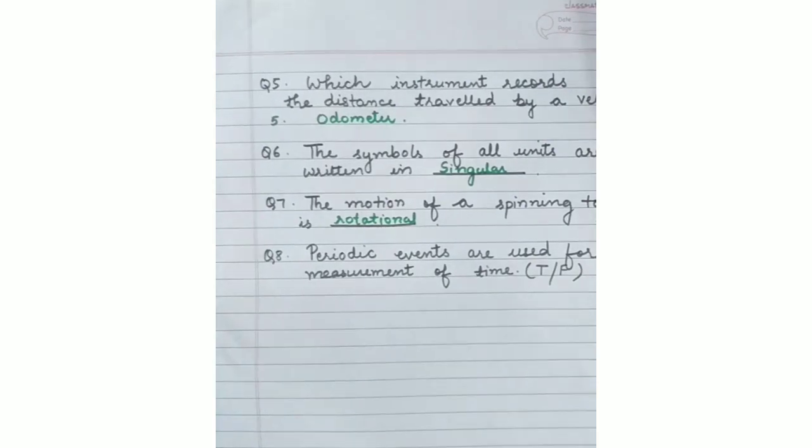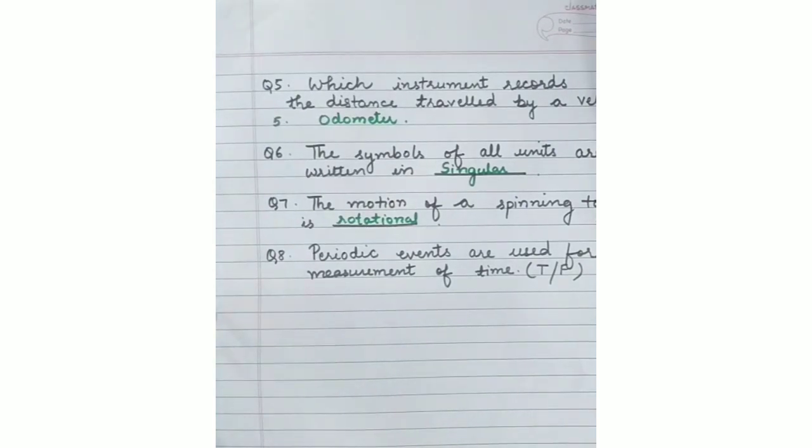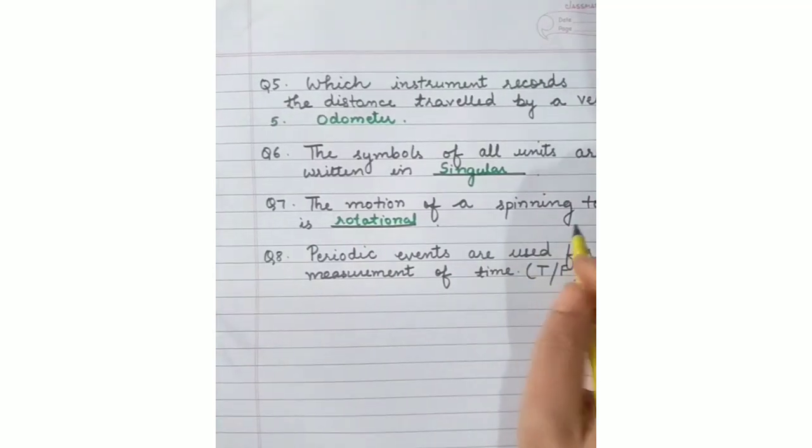For example, imagine your school bell after one period. So what's the gap of periods? 40 minutes or 35 minutes each. So this periodic event of ringing the bell, it is used for measurement of time of that particular 35 or 40 minutes. So this is true, very much true.